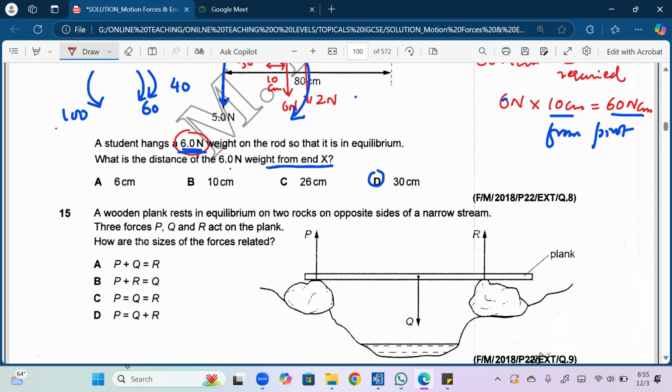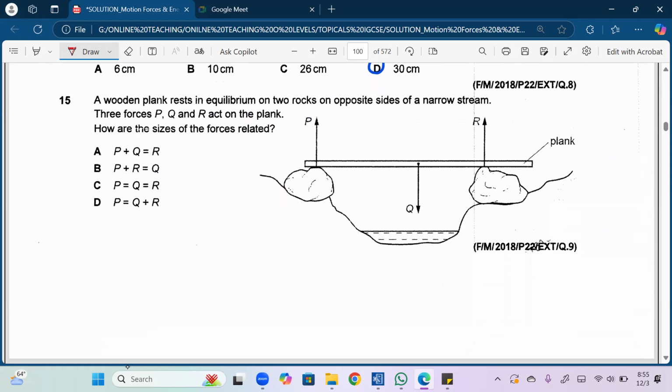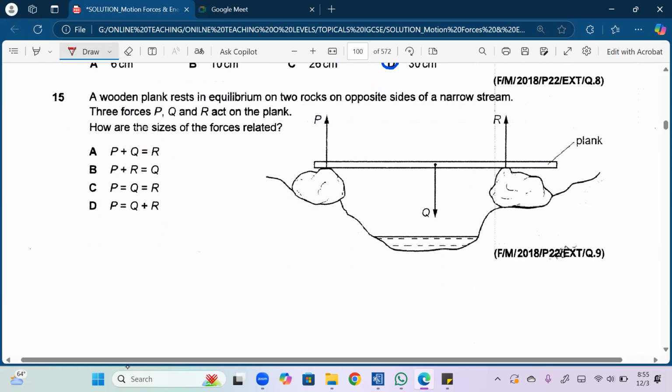Let's move on to the next question. This is a good question. A wooden plank rests in equilibrium on two rocks on opposite sides of a narrow stream. Three forces P, Q, and R act on the plank. How are the sizes of the forces related?